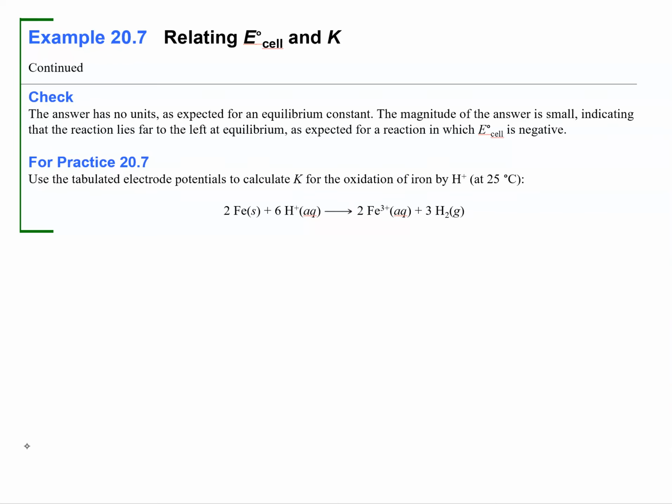So, does this make sense? The answer has no units, which makes sense because it's an equilibrium constant, and it's a very small equilibrium constant. Now remember, equilibrium constants are products over reactants. So this would indicate that the reaction lies far to the left of equilibrium, or far towards the reactant side, which would indicate non-spontaneity, which makes sense because, once again, the reduction, or the potential for the cell, is negative in this case.